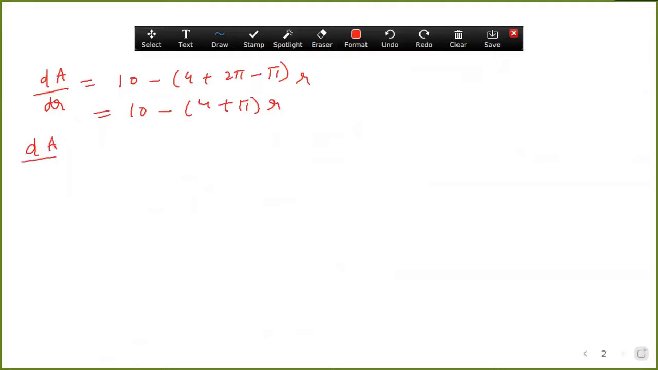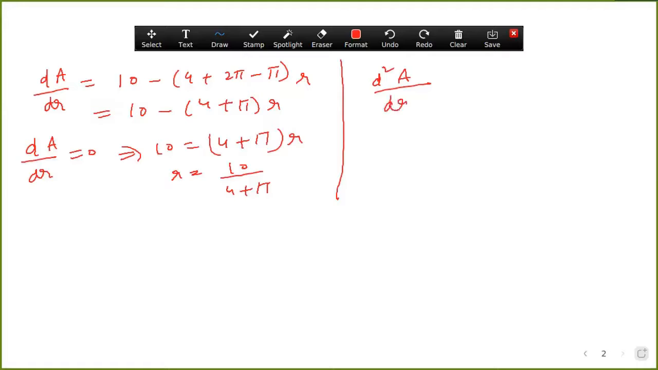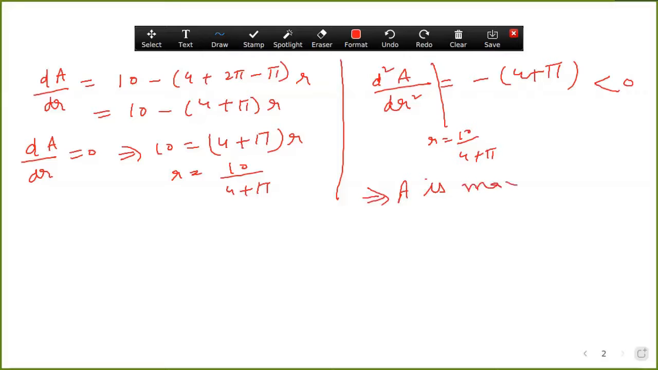Put dA upon dr equal to 0 and get the critical points. What will you get? 10 is equal to (4 plus pi) into r, and the value of r will be equal to 10 upon 4 plus pi. Now let's get the second derivative. d2A upon dr square: 10 becomes 0, and this is minus (4 plus pi). This is a constant term. At r equal to 10 upon 4 plus pi, it is always less than 0. It means A is maximum at r equal to 10 upon 4 plus pi.